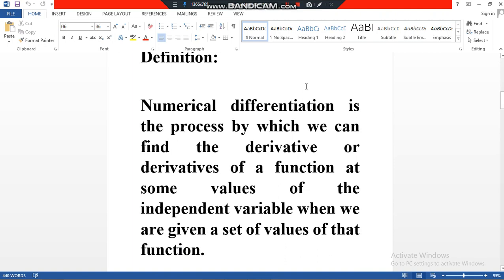So with the help of numerical differentiation we can calculate the derivative or derivatives of a function with the help of some tabular values of independent and dependent variables.